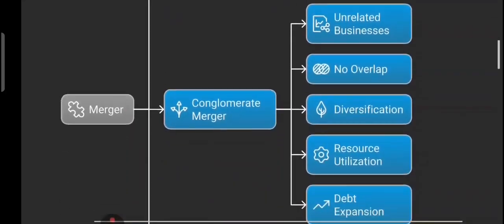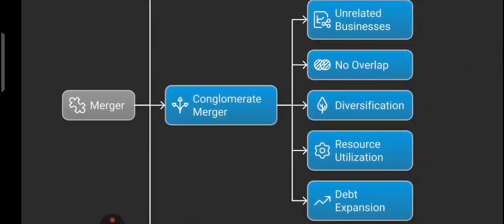Then we have something called conglomerate merger, and 5 key points have been given to quickly understand it. This is the beauty of this particular slide. Everything is written in just keywords. So at the time of examination, if you go through this slide, you can easily get the entire picture clear using these keywords.